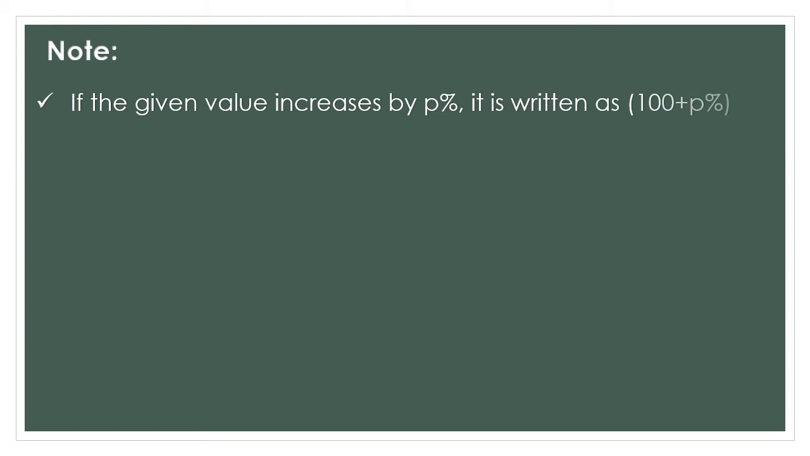Now there are certain things which you should note down first. The first thing is that if the given value increases by p percentages, it is written as 100 plus p percentage. That means when you are calculating geometric mean and you see that the price of a commodity increased by 10%, you don't use 10% directly. You add that 10% into 100 because it increased by 10. So taking a base 100, you add the other 10 into it and you will get 110. So you don't use 10%, you use 110 percentage as the calculating measure.